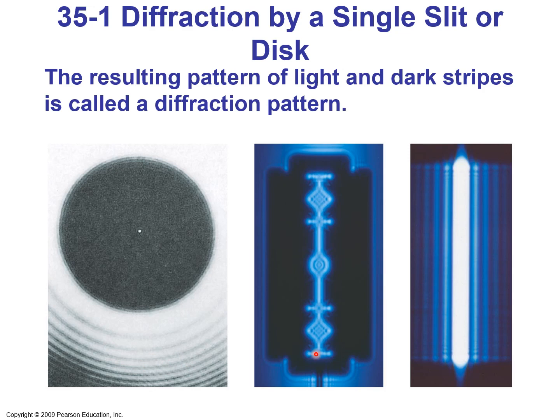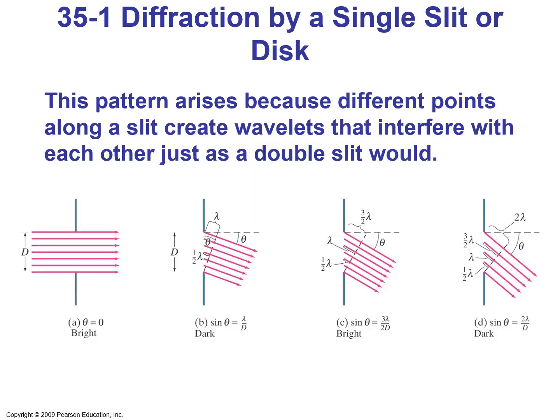Also, if the light is being blocked with a razor blade, at the middle point we will have diffraction patterns at different angles, and bright and dark spots of the diffraction pattern will be formed. Also, if the light is passing through a single slit, we will have bright and dark stripes of diffraction pattern. This pattern arises because different points along a slit create wavelets that interfere with each other, just as a double slit would.